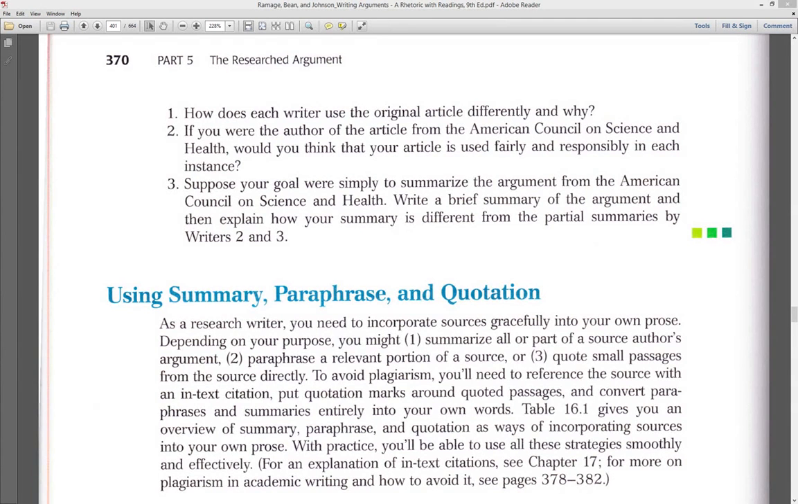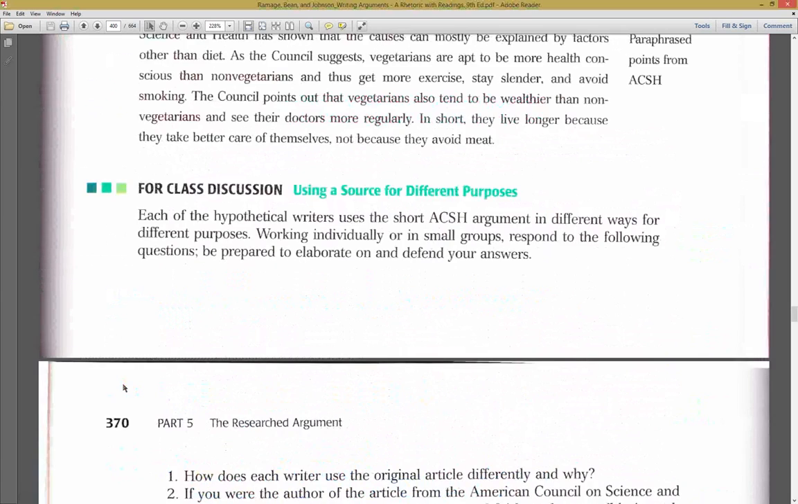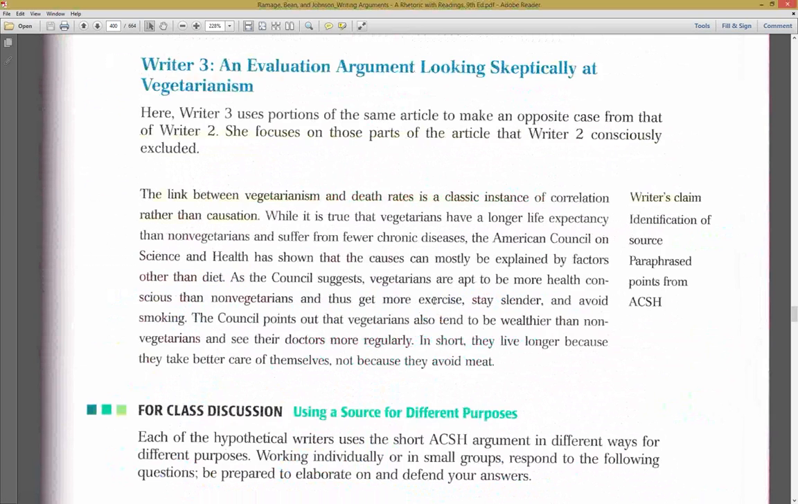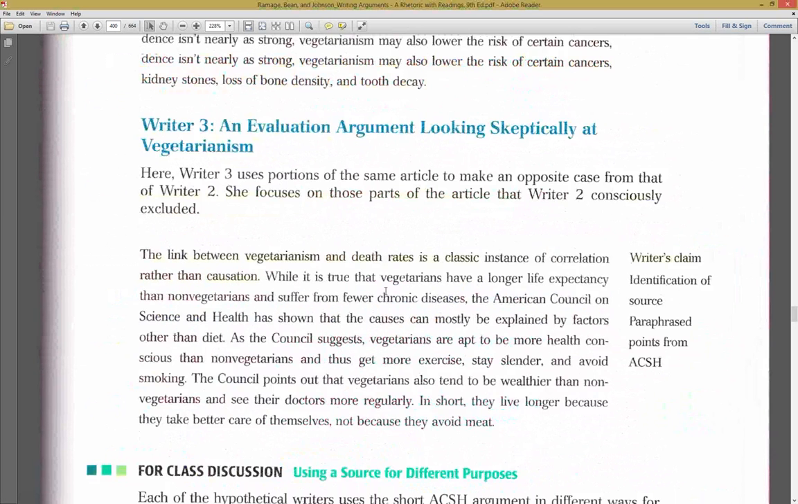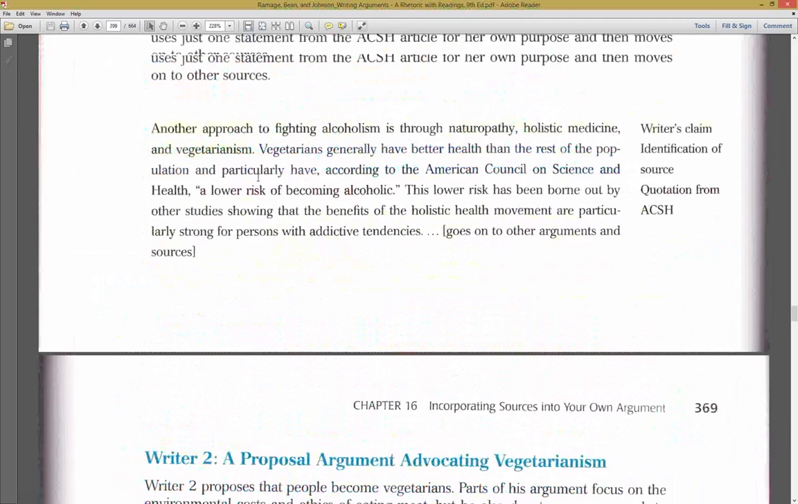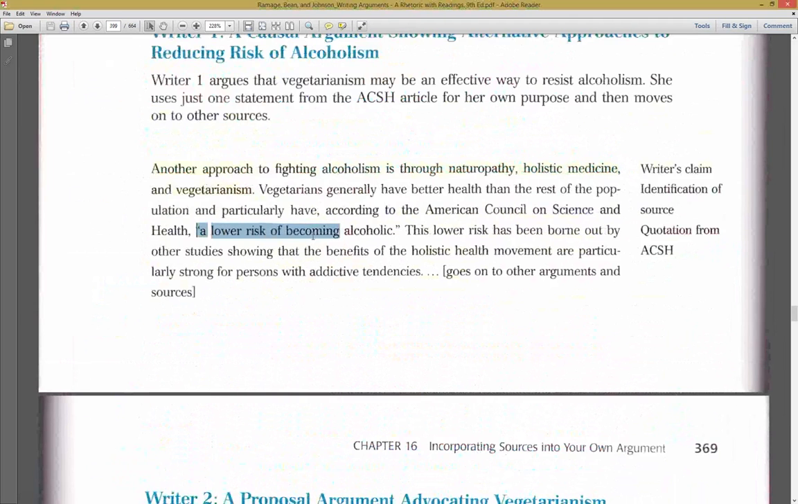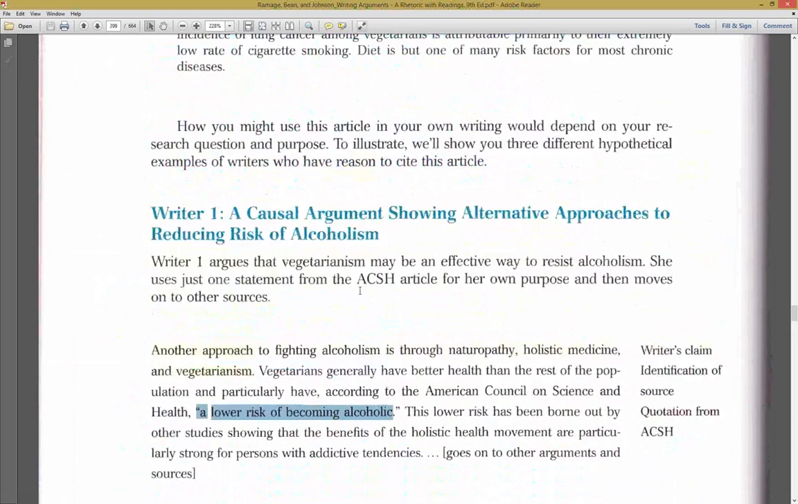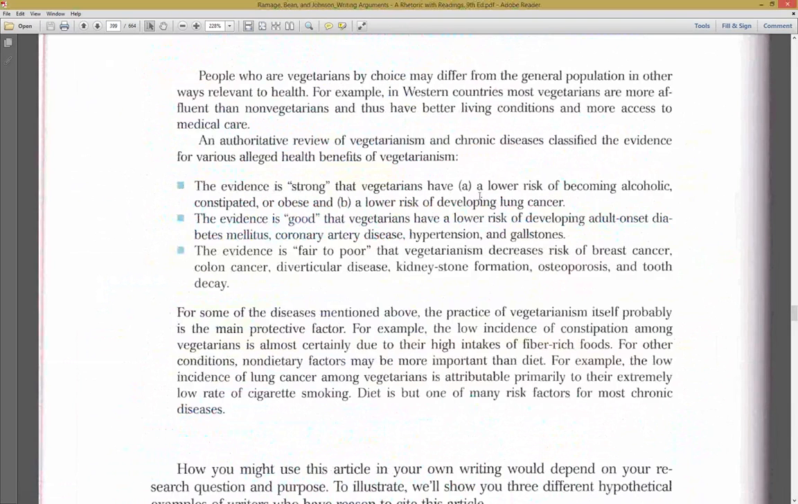Next, you want to ask yourself whether they present the original source as having said something that it did not actually say. And if we look back at all of these sources, we can see that every bit of evidence that each of these sources attributes to the original is part of the original. For example, we see a lower risk of becoming an alcoholic here in quotation marks, and if we scroll up to the original source, we see the phrase, a lower risk of becoming alcoholic. All of these authors have fairly represented the original source.